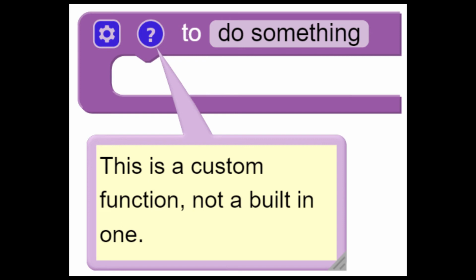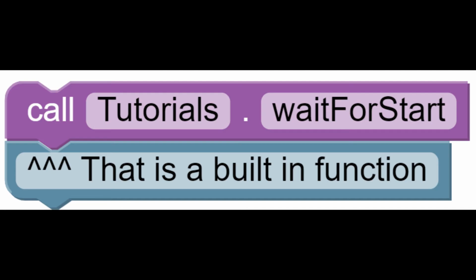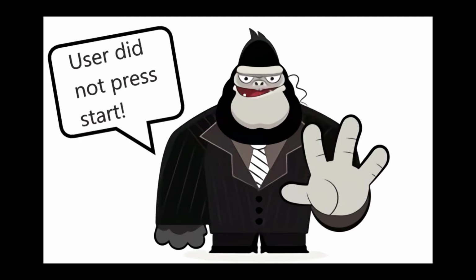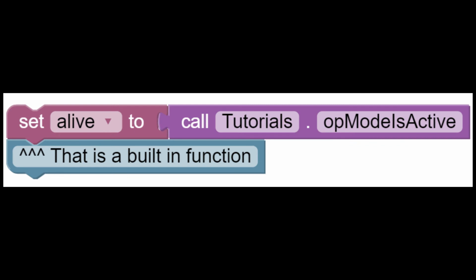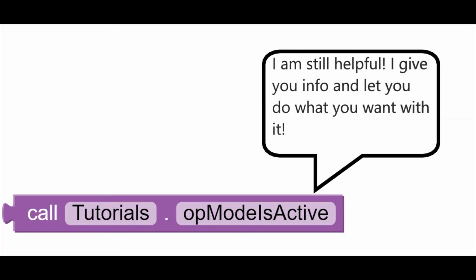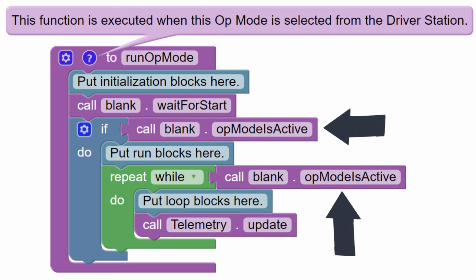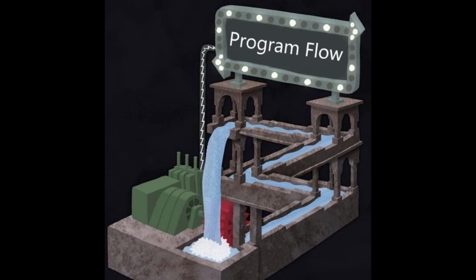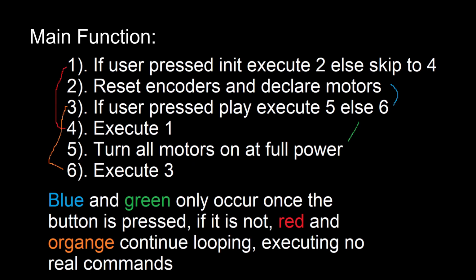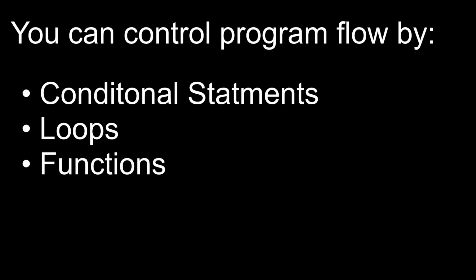Another important thing to know in your effort to understand the pre-built code is what some built-in functions do. Wait for start halts the program execution until the start button has been pressed. Op mode is active does not do anything, but instead returns true or false depending on whether or not the play button has been pressed and the stop button has not been. We can see this be used by if statements and while loops to control the program flow. We previously discussed program flow and the three ways to manipulate it. If you want to know where to place your telemetry commands for this current challenge, you will need to understand two of these concepts, those being if statements and loops.